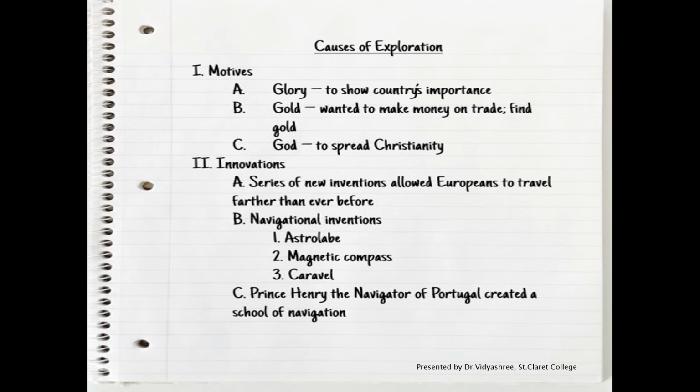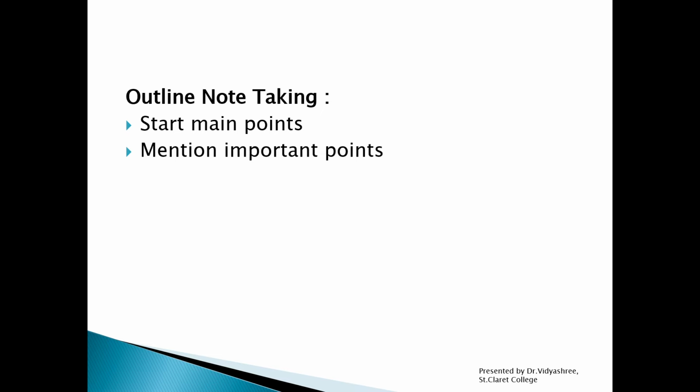This is so simple. You just write first, which is motives. Motives is just the main point and all its sub important points are just written one after the other. That is glory, gold and all. It's just an example, which is written under the main point. You're going to write all the sub important points one by one. That is nothing but the outline note taking system.